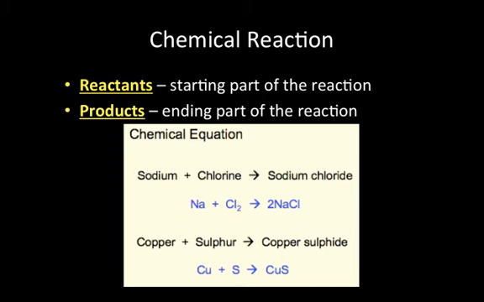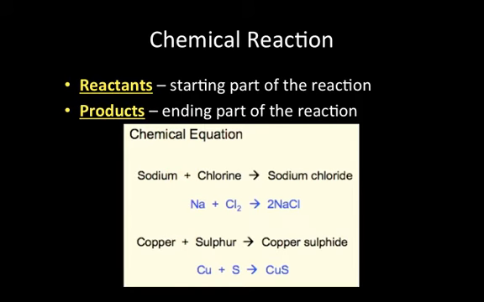Chemical reactions. We've all seen chemical reactions happen before. We know what they are. You take some starting material and you change the chemical composition to form some new material at the end. What we start with is known as the reactants. That is the starting part of the reaction. So you look at the two equations listed below. Sodium and chlorine are our reactants for this particular equation. Additionally, copper and sulfur are the reactants for the second equation.